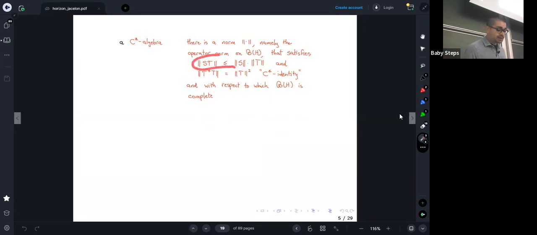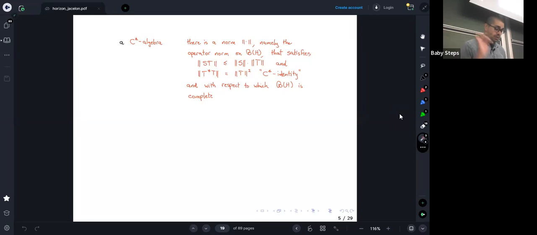First of all, it has this sub-multiplicativity property, which was described by Atul in his talk on Monday. That makes B(H) into what's called a Banach algebra, together with the fact that with respect to this norm, it is complete. By the way, third little exercise: the completeness of B(H) with respect to the operator norm follows from the completeness of H, the completeness of the Hilbert space H.